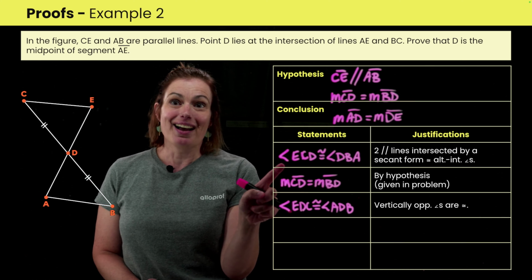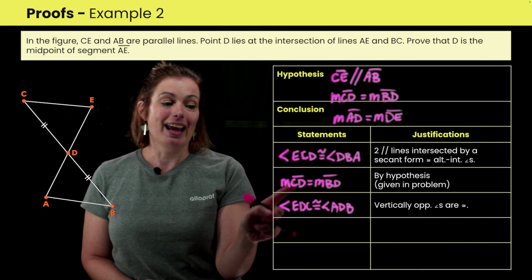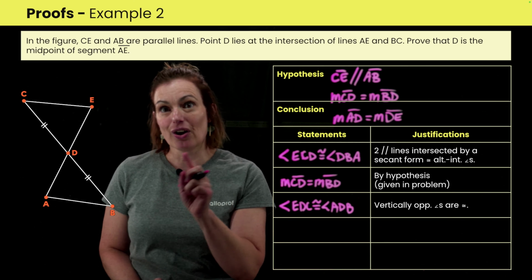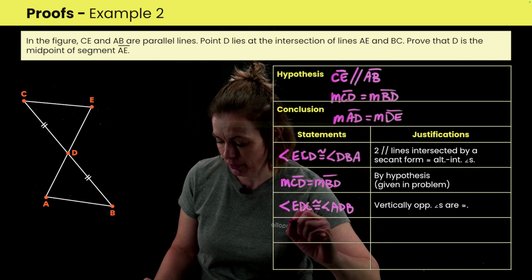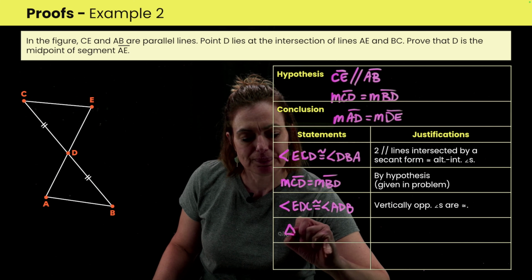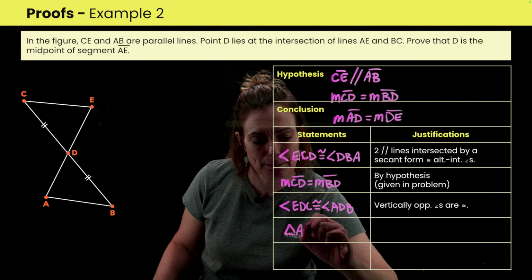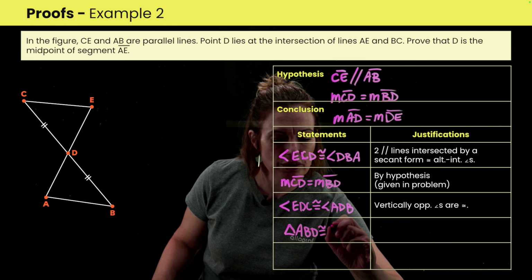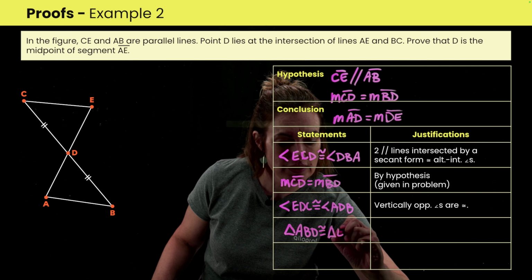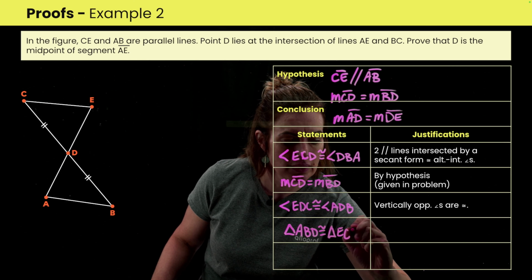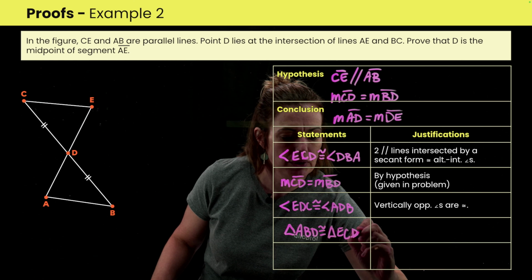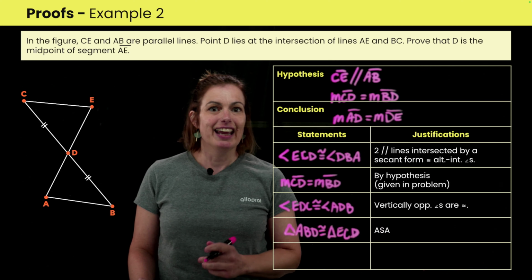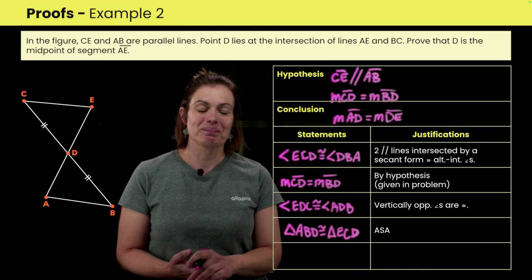That means I have what I'm looking for here. I have angle, side, angle. I can now go ahead with the statement that my two triangles are congruent to each other. So that is what I'm going to write here. I'm going to write that my triangle ABD is congruent to the triangle ECD. Make sure that looks like a D to you all. There we go. All right. And I know this because of angle, side, angle.